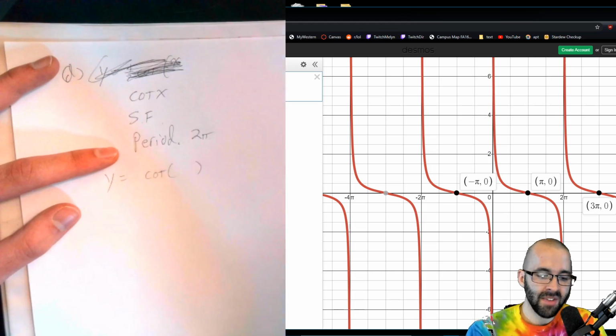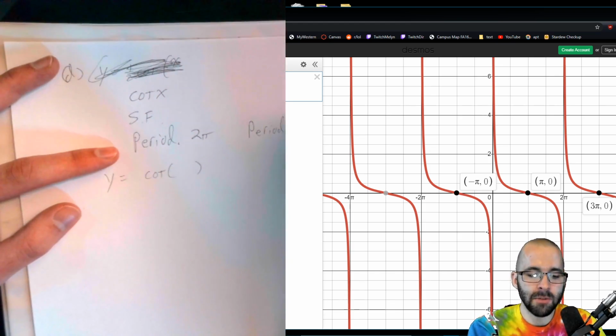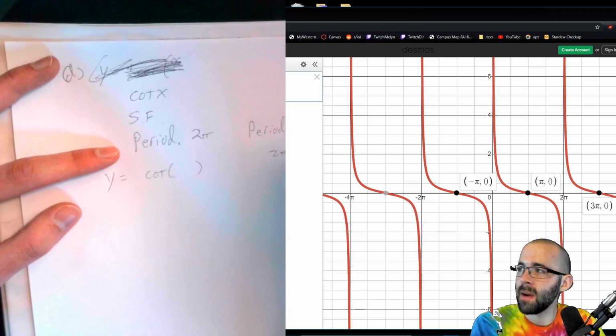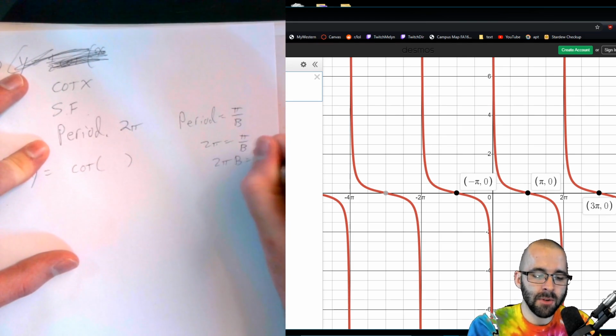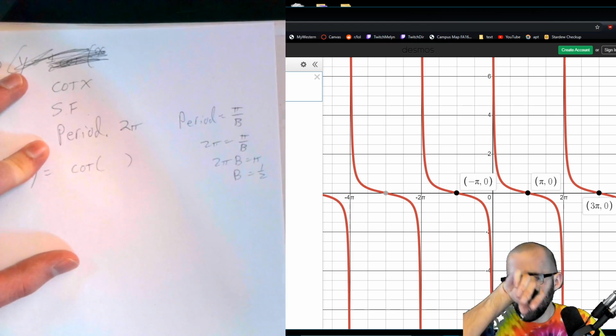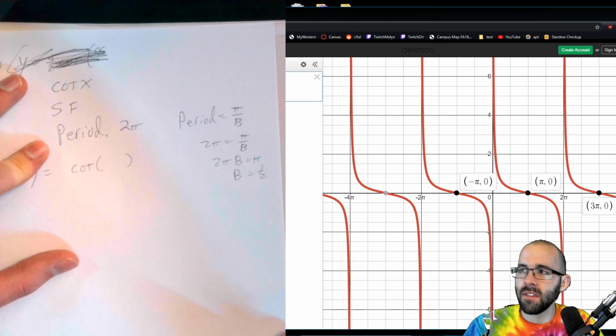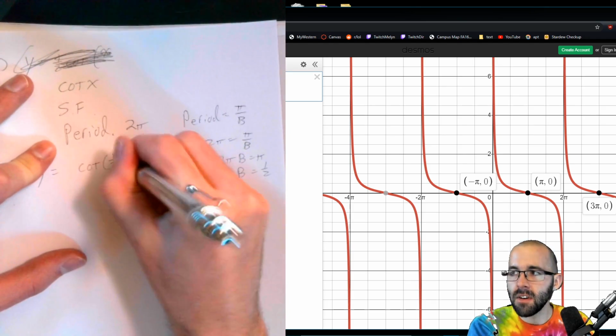But it's not. The period for tangent and cotangent is always pi divided by b. So 2 pi is pi divided by b, or 2 pi b equals pi. You're going to get b is pi divided by 2 pi, which is just 1/2. So the period is 2 pi, but b is going to be 1/2.